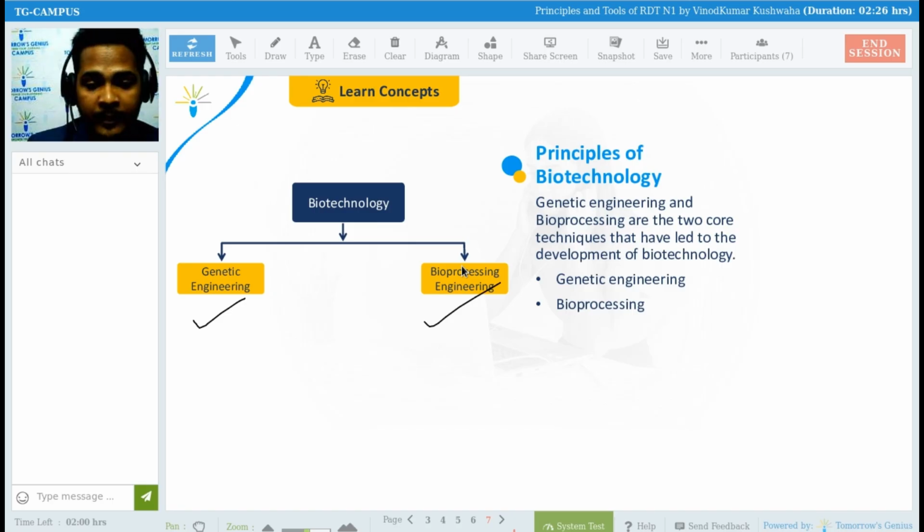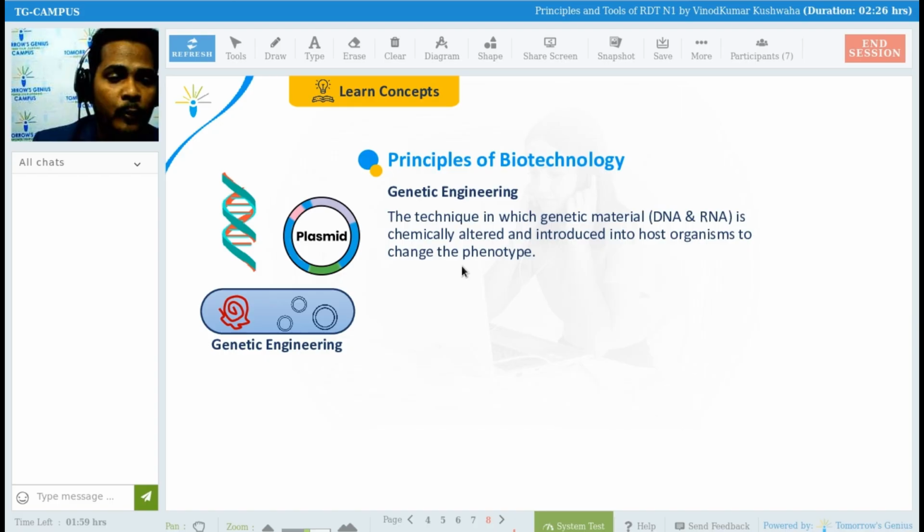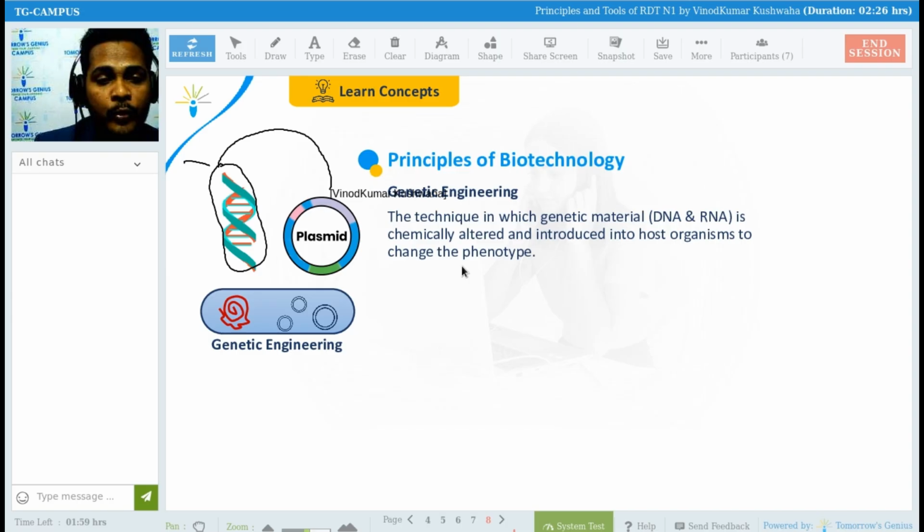Now, what is there in genetic engineering? Let's try to understand. When I say genetic engineering, it is a technique in which genetic material is chemically altered and introduced into the host organism. What does that mean? Suppose this is a kind of DNA extracted from another organism, and this DNA is incorporated with the vector, and then this vector is transferred into the host organism. So it will multiply. This is what the genetic engineering technique is.